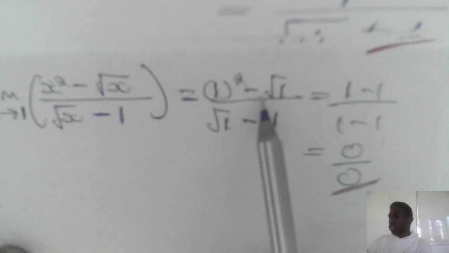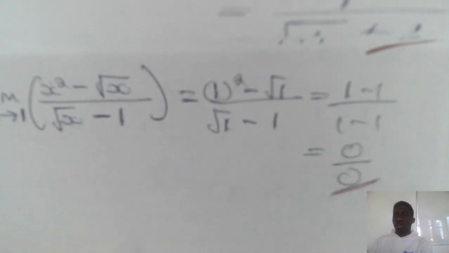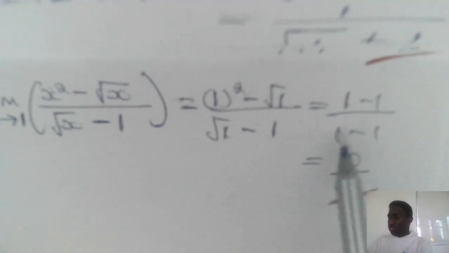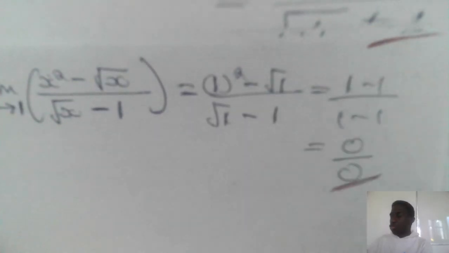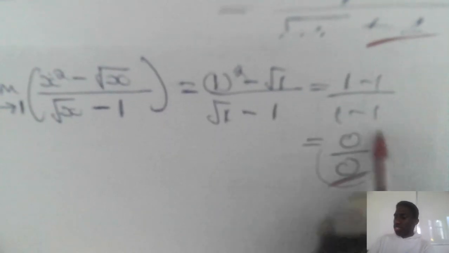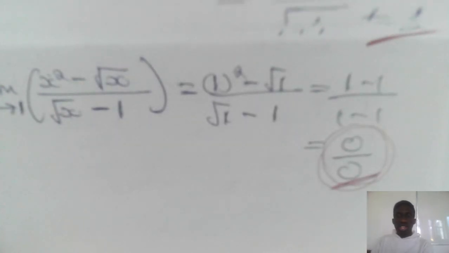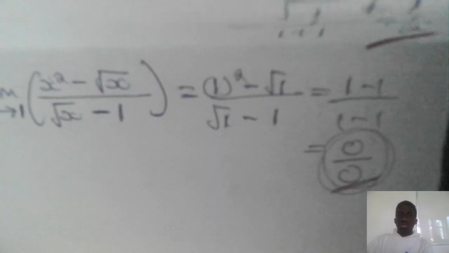1 squared is 1, square root of 1 is 1, square root of 1 is 1 again, and this is the 1 that we have there. So we have 1 minus 1, which is 0, and 1 minus 1, which is 0 again. So we have an indeterminate form, 0 over 0. This is indeterminate, as we have already seen in the previous video. We dealt with, I think, 2 examples involving indeterminate forms. So how do we then solve it?